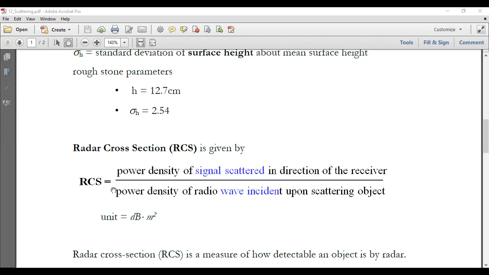Can you repeat the part of radar cross section?